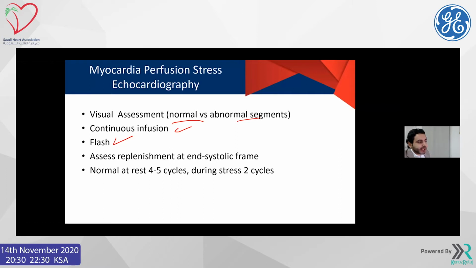You assess replenishment at the end of the systolic frame. Now, during rest, normal is between 4 to 5 cardiac cycles, when you will have a full replenishment of the myocardium, the muscle. It will take the contrast. During stress, the normal is 2 cycles. So if it replenishes only after 2 cycles, it is delayed.